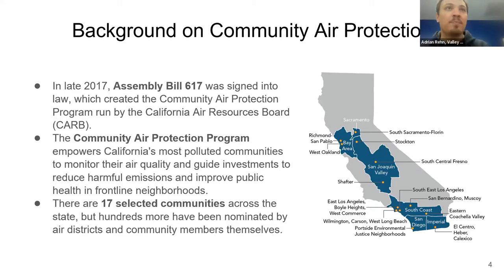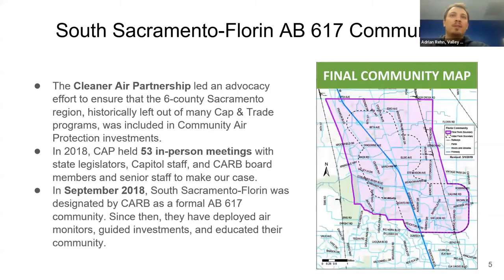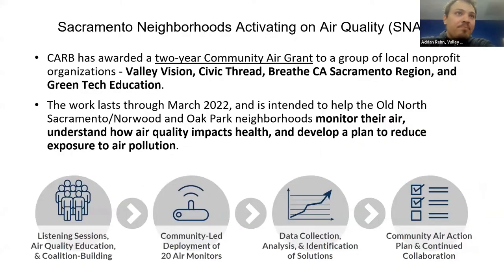And Kiara, if you go to the next slide, you'll see a little bit more about South Sacramento Florin. But North Sac and Oak Park are areas where there are real pollution concerns, and that's why we're doing this work in them. A little bit more about South Sacramento: it was part of a big advocacy effort back in 2018 because Sacramento historically doesn't really get its fair share of cap and trade funding from the state of California. Cap and trade is basically where polluters pay into a fund and they keep doing their thing, and then the fund is intended to fund projects like clean air projects. You can go to the next slide, Kiara.